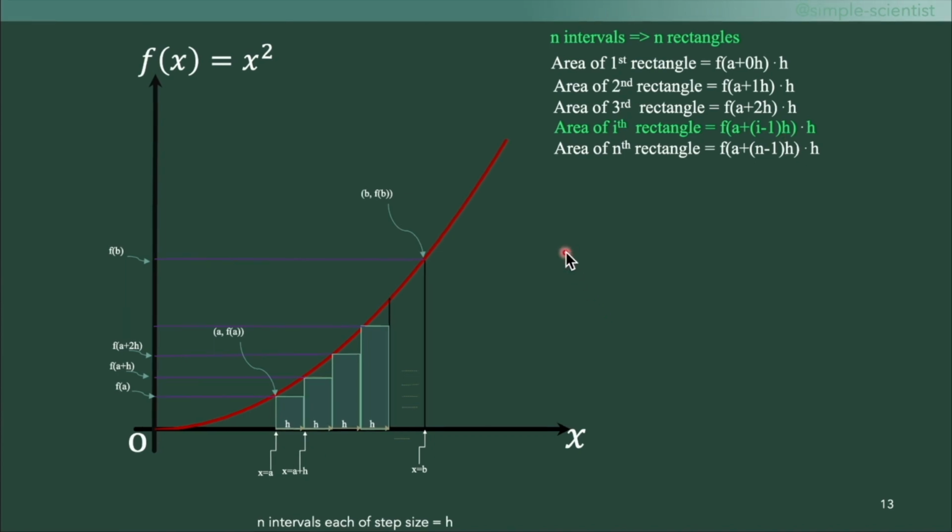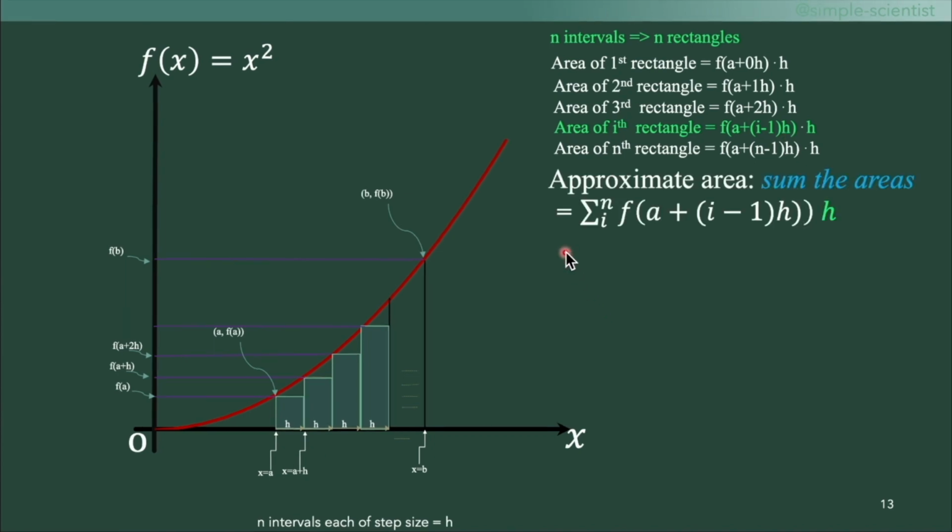Now the approximate area under the curve is the sum of all these n rectangles. So if we know the area of the ith rectangle, which is this one, then we take the sum over all those n rectangles, and this expression can be written as the sum of the product of f of xi and delta xi, which equals h.